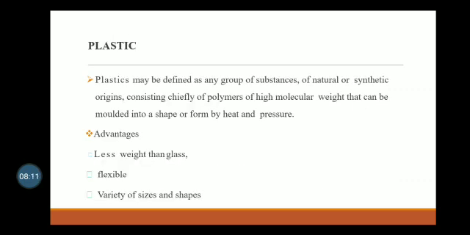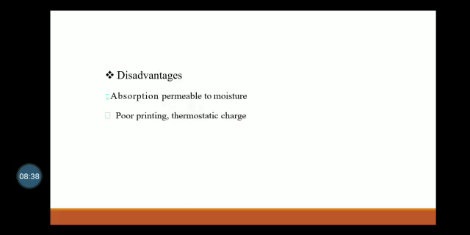Then plastic. Plastic may be defined as any group of substances of natural or synthetic origin consisting chiefly of polymers of high molecular weight that can be molded into a shape or form by heat and pressure. Advantages: less weight than glass, flexible, variety of sizes and shapes. Disadvantages: absorption, permeable to moisture, poor printing, thermostatic charge.